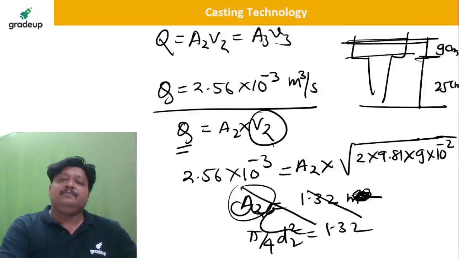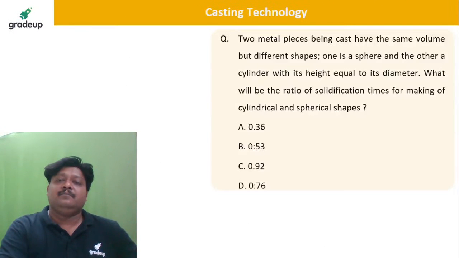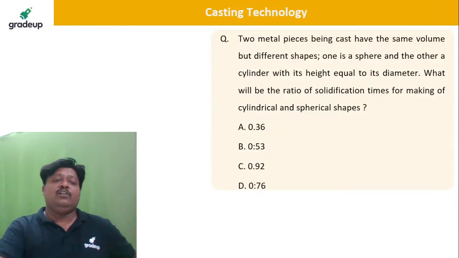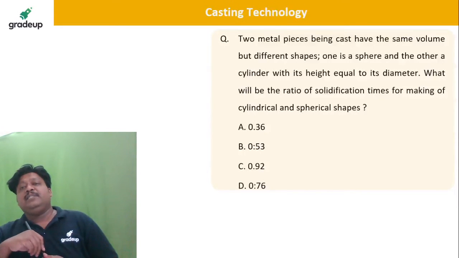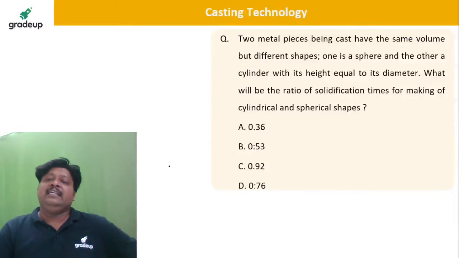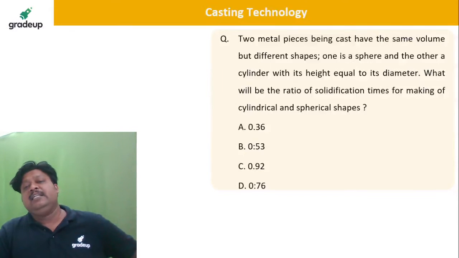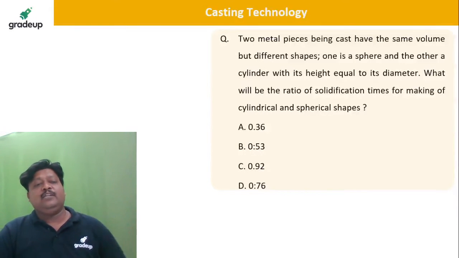So next question. Can you solve this question? Let's take this question. Two metal pieces being cast have the same volume but different shapes. One is the sphere and the other is the cylinder, with height and diameter same. What will be the ratio of solidification time for making the cylindrical and spherical shape? Yes, dear students, try to solve the questions.